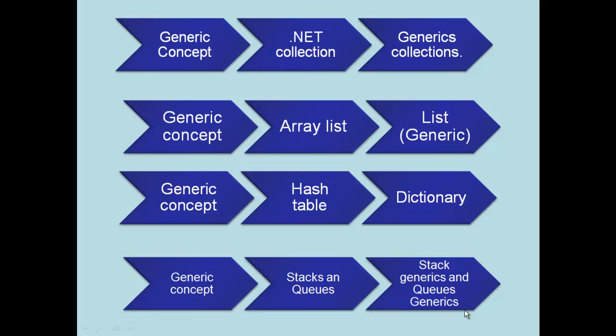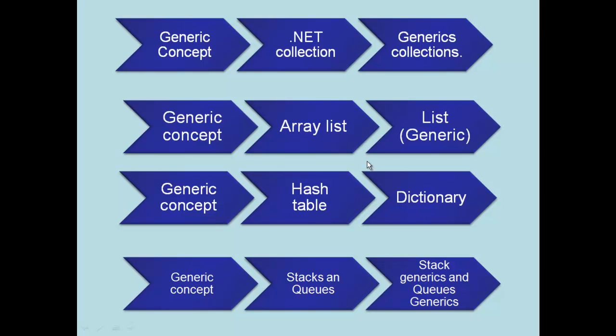So now the next question: how do we actually use generic collections? What the .NET development team has done is they have taken the .NET collections and applied the generic concept on them, creating generic collections. For example, they applied the generic concept on ArrayList and created a generic collection called List. For hash tables, they applied the generic concept and created something called Dictionary. For stacks and queues, they applied the generic concept and created Stack and Queue generic collections.